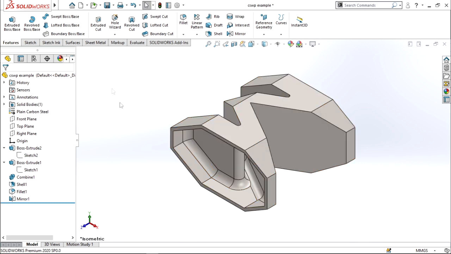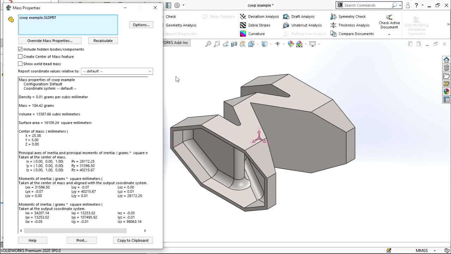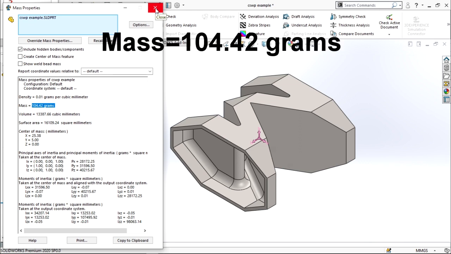Apply the material that they have asked. They have asked for plain carbon steel. Now measure the mass of the part. Note down the mass. This is the second portion of segment 2.